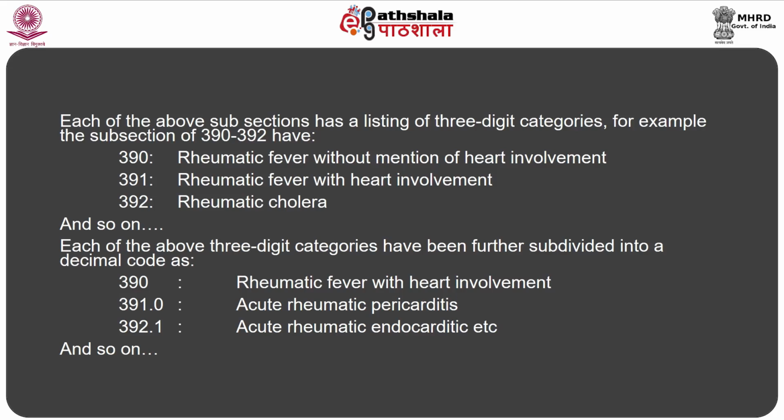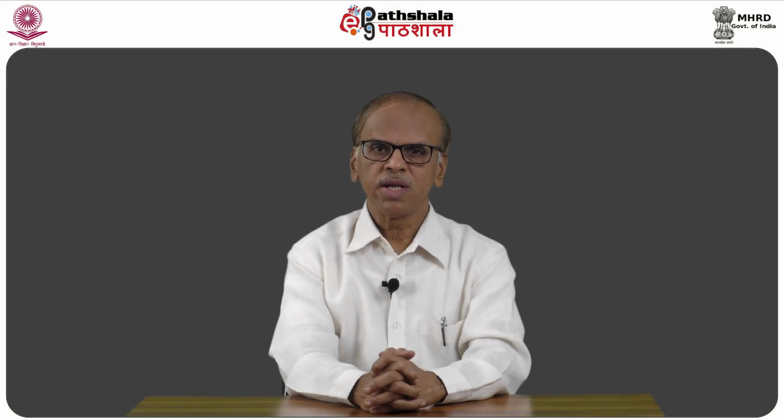Each of the above 3-digit categories has been further subdivided into a decimal code, as 391 rheumatic fever with heart involvement, 391.0 acute rheumatic pericarditis, 391.1 acute rheumatic endocarditis, etc. and so on. Recommendations procedure for tabulation.